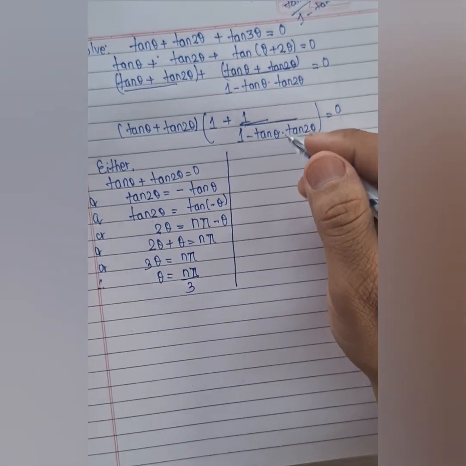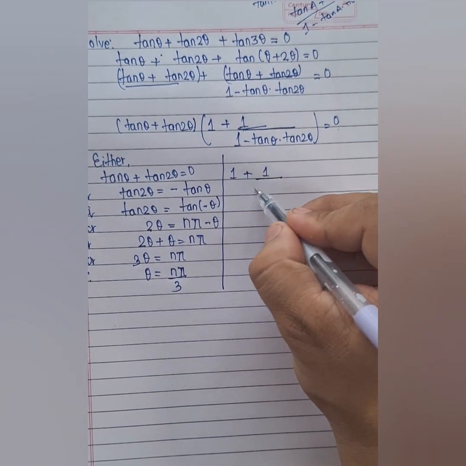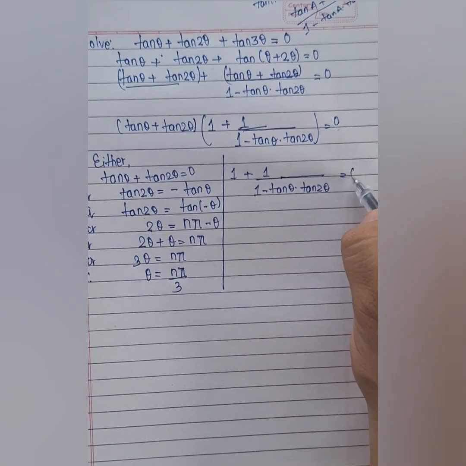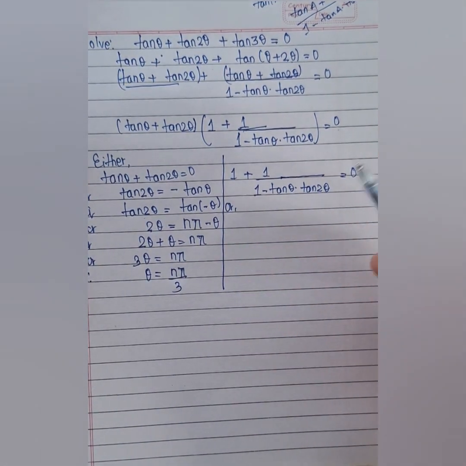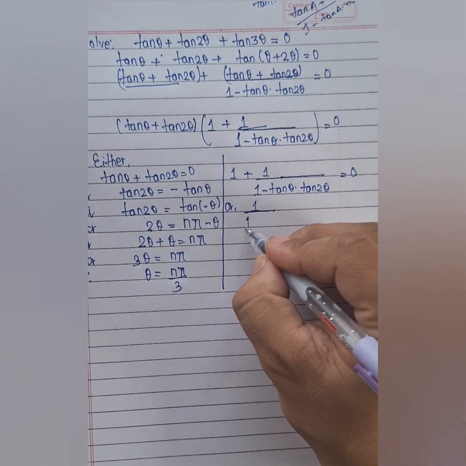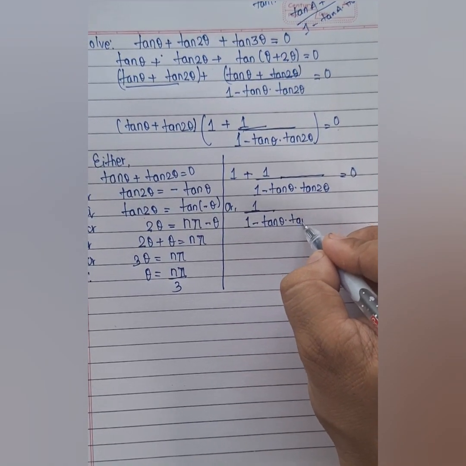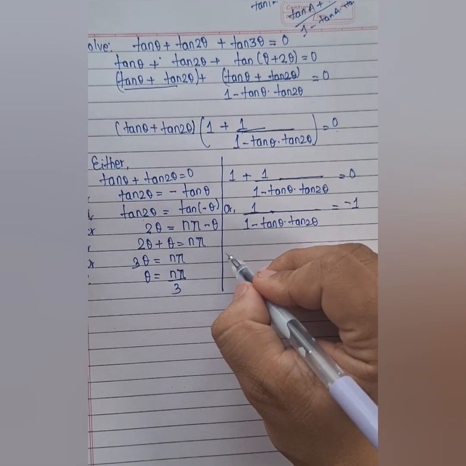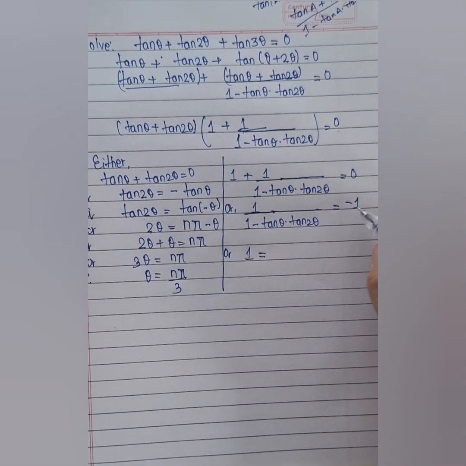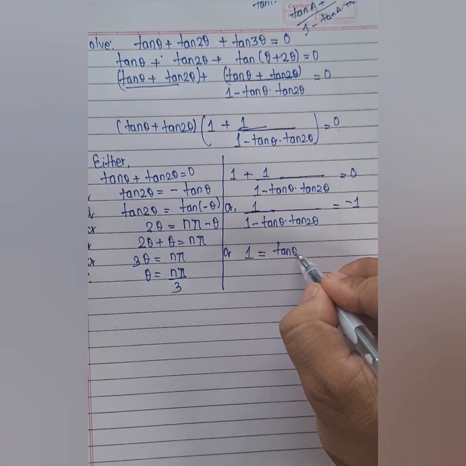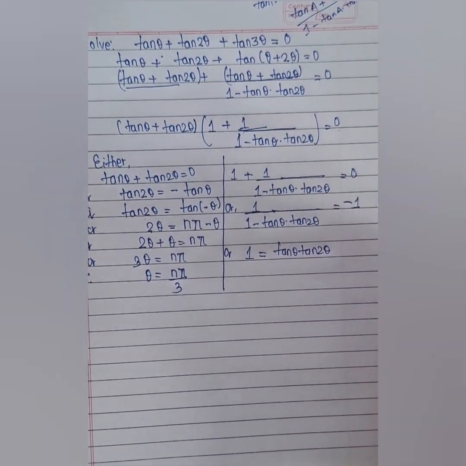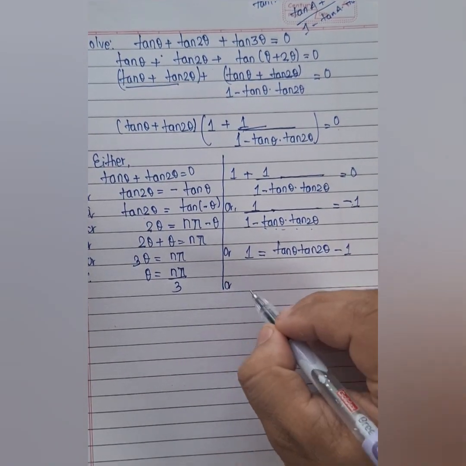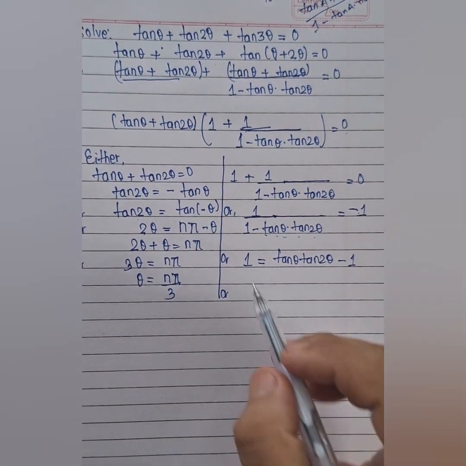Now in the same manner, here I have 1 plus 1 by 1 minus tan theta into tan 2 theta equals to 0. So this can be written as 1 by 1 minus tan theta tan 2 theta equals to, if I take this 1 on the other side, minus 1. So I'm going to cross multiply it, so I can write this as tan theta tan 2 theta. I'm just cross multiplying it. Minus 1 multiplies to minus tan theta tan 2 theta. So 1 minus 1 multiplied by minus 1 is minus 1.